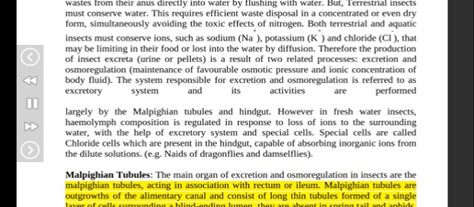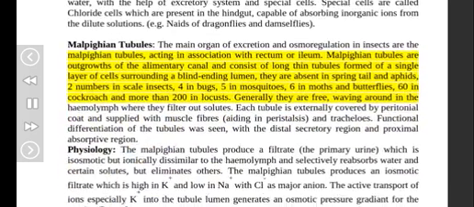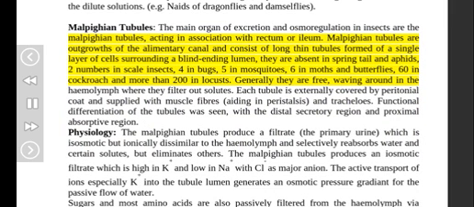Malpighian tubules are outgrowths of the alimentary canal and consist of long thin tubules formed of a single layer of cells surrounding a blind-ending lumen. They are absent in springtails and aphids, 2 in number in scale insects, 4 in bugs, 5 in mosquitoes, 6 in moths and butterflies, 60 in cockroach and more than 200 in locusts. Generally they are free, waving around in the hemolymph where they filter out solutes. Each tubule is externally covered by a peritoneal coat and supplied with muscle fibers, aiding in peristalsis and tracheation. Functional differentiation of the tubules is seen, with a distal secretory region and proximal absorptive region.